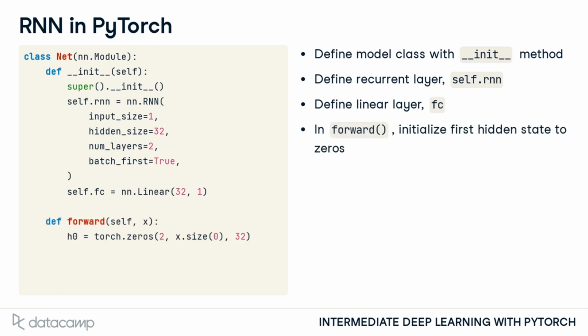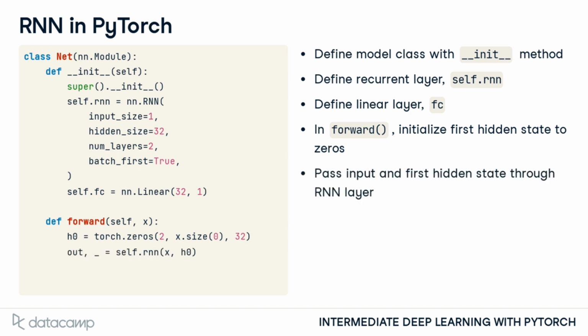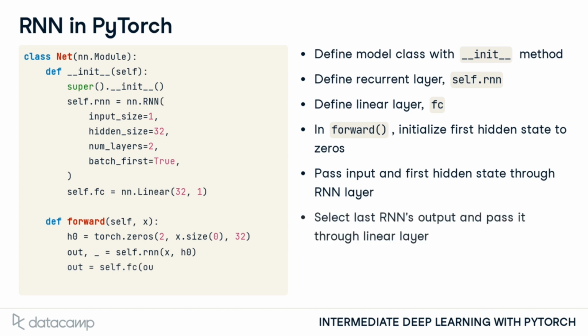In the forward method, we initialize the first hidden state to zeros using torch.zeros and assign it to h0. Its shape is the number of layers, 2, by input size, which we extract from x as x.size(0), by hidden state size, 32. Next, we pass the input x and the first hidden state through the RNN layer. Then we select only the last output by indexing the middle dimension with -1, pass the result through the linear layer, and return.